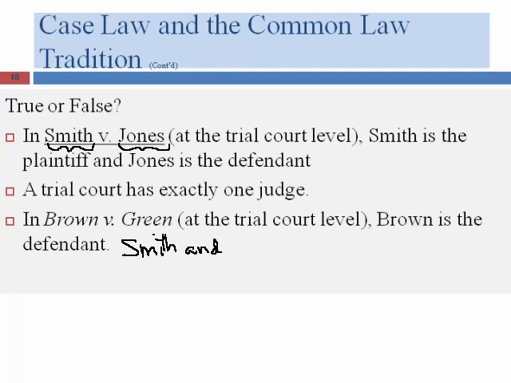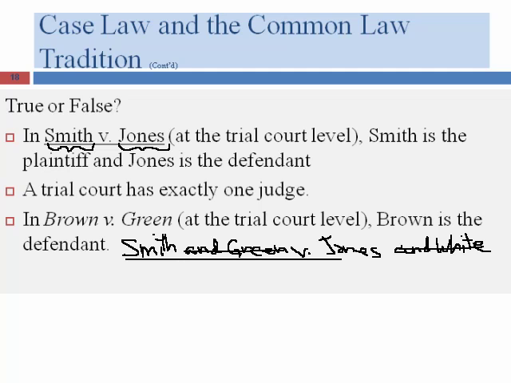So it might have been Bob Smith and Mary Green suing Harry Jones and Megan White. Well, in this situation, you cut off the first name and you cut off any of the names other than the first, and you end up with Smith and Jones. You can underline it. That's a common approach. Or you can italicize it. Either one is correct. You only do one or the other. But this is the example of a case name.